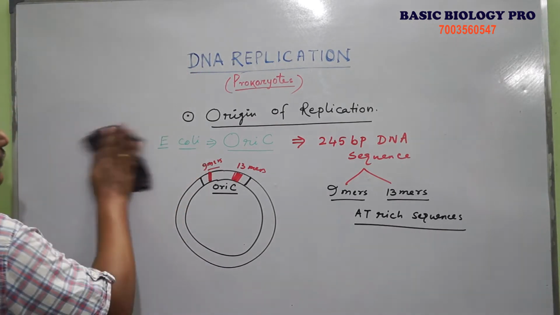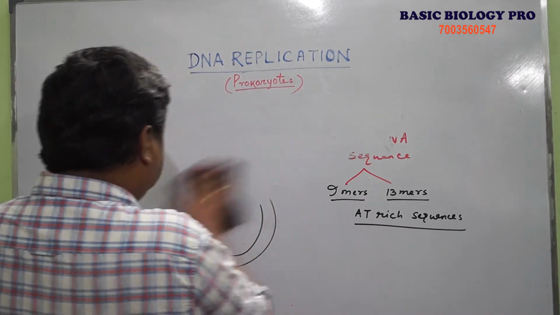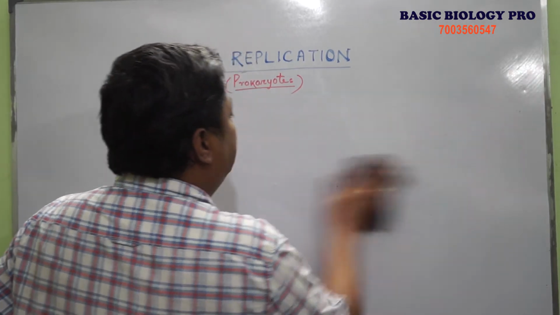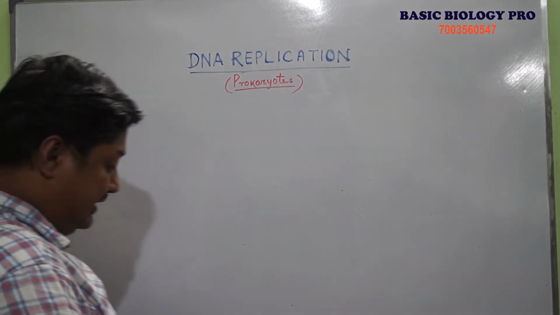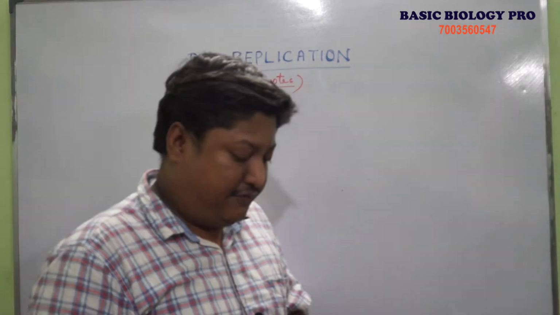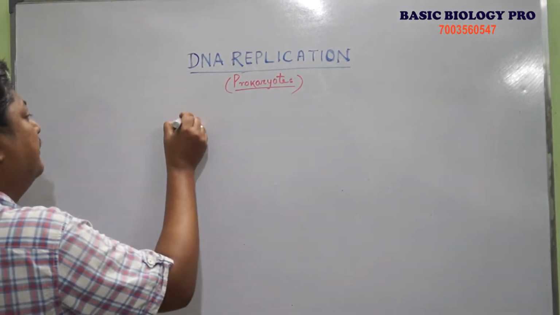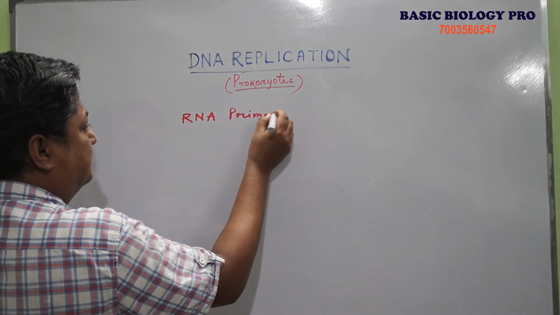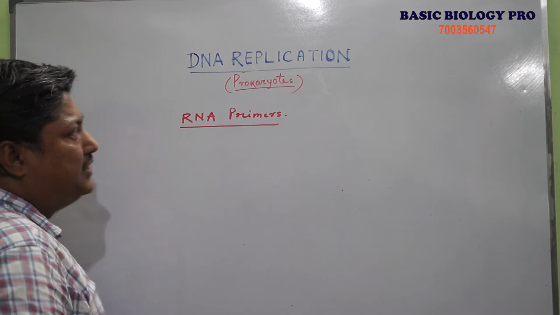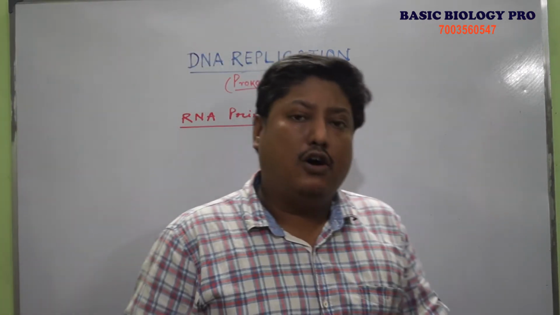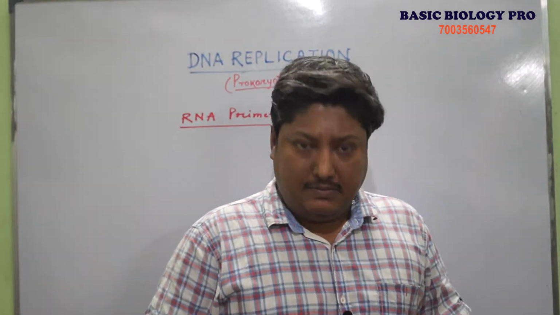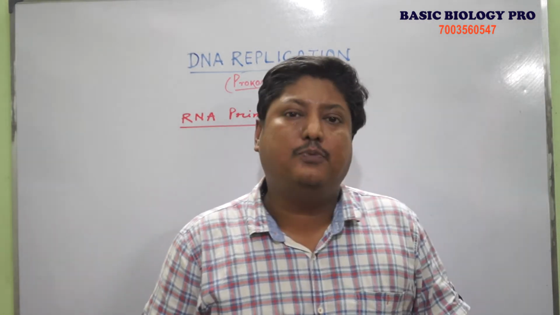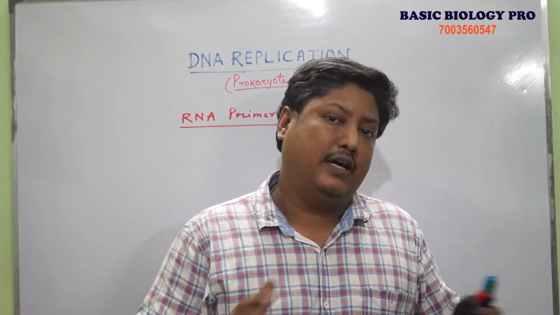The second important feature is the enzymes which are used during the replication process. The first important enzyme is the primase, which is responsible for the synthesis of RNA primer. Now, what is the importance of RNA primer in replication of prokaryotes? DNA polymerase is unable to synthesize any strand unless it is provided with a free 3' hydroxyl group.